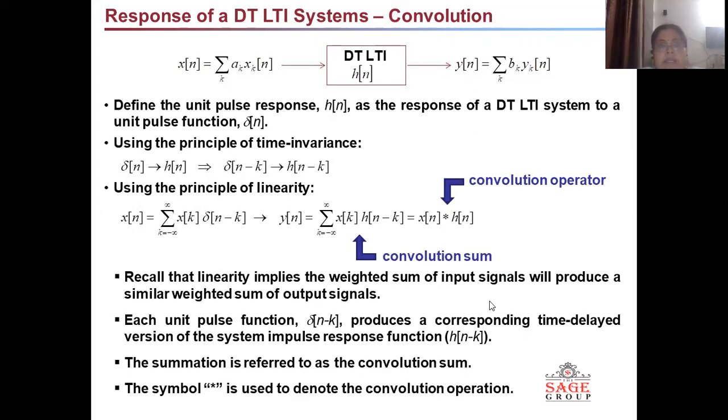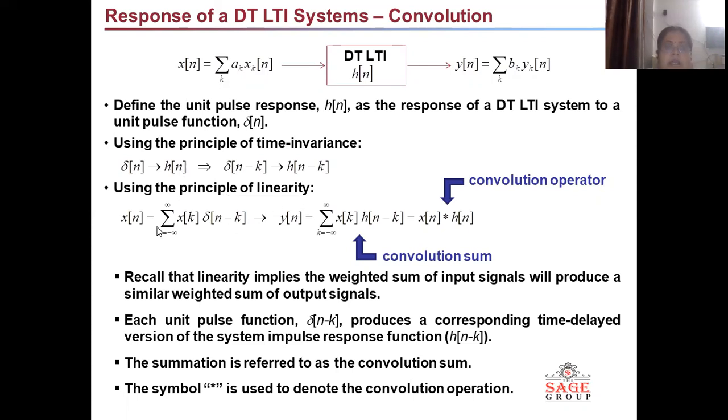Now, the response of a discrete time LTI system, which is the property of the convolution. Here, the input is given as x[n], h[n] represents the response of the system and y[n] represents the output of the system. So here the unit pulse response, that is h[n], is the response of a discrete time LTI system to the unit pulse function delta[n]. Now the principle of time invariance says that if delta[n] is the input and h[n] is the output response of the system, then if the impulse is shifted by k, the response will also be shifted by k. So delta[n minus k] responds with h[n minus k].